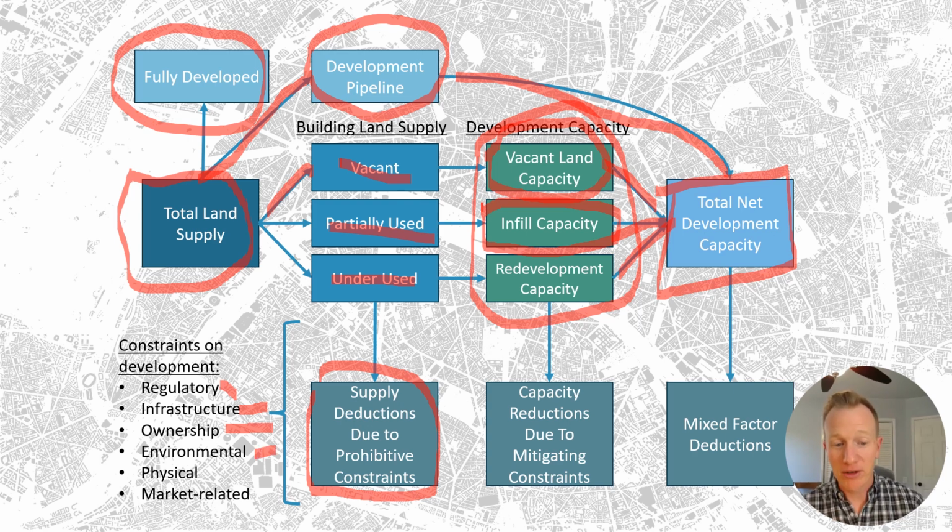You could have environmental constraints, physical constraints. Those would be constraints due to like maybe very steep slopes, so you don't want development to occur there. Or there just might be market-related constraints. There's something happening in the market that's not going to allow development to occur within the time horizon. And so that's a basic process for how you can go through and create some capacity numbers.